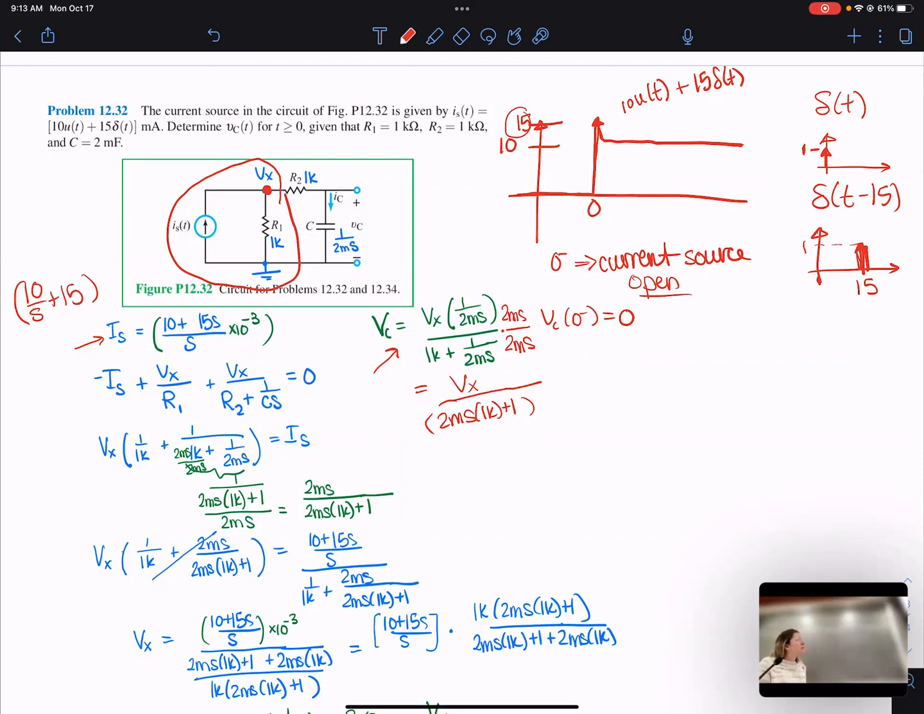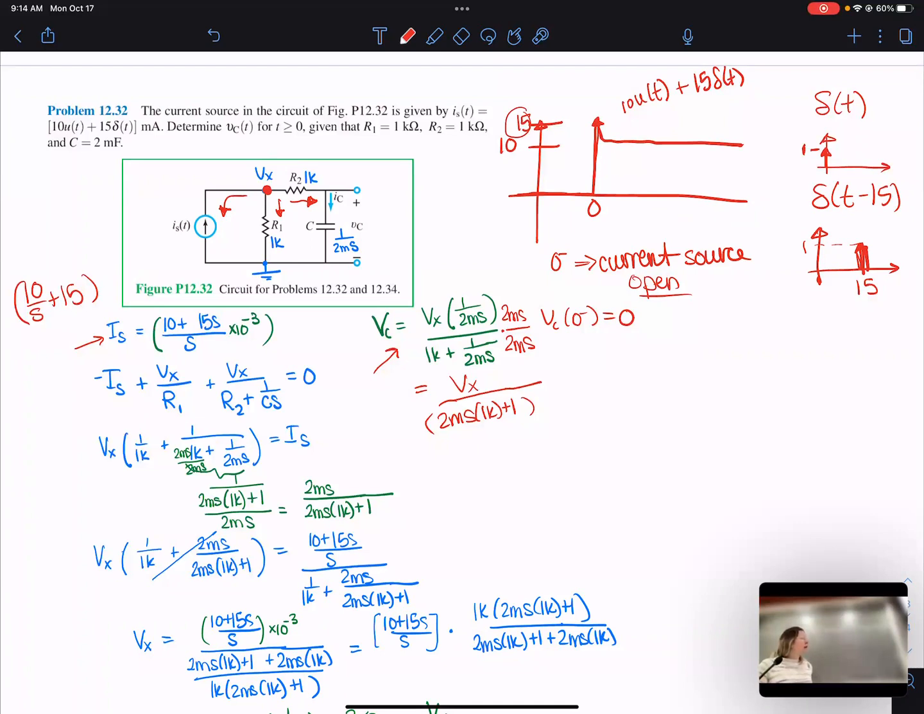From there, I did a node voltage. So the current out of this branch was minus IS. The current out of this branch is Vx minus 0 over R1. And then the current in this branch is Vx over R2 plus 1 over CS.